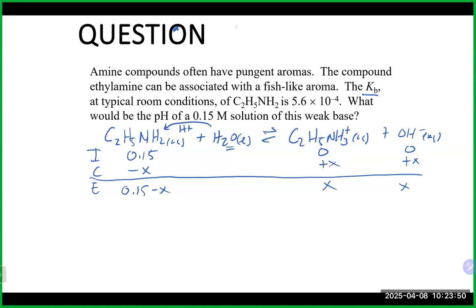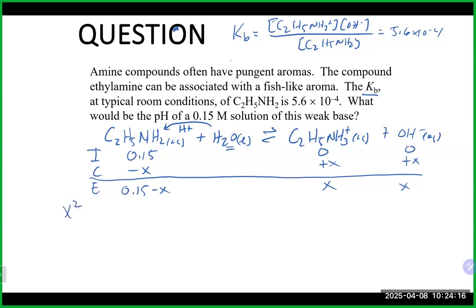It's going to give us a Kb of our products over our reactants, which is going to equal our 5.6 times 10 to the minus 4. You could then put your values in there, and that will get you x squared divided by 0.15 minus x equals 5.6 times 10 to the minus 4.